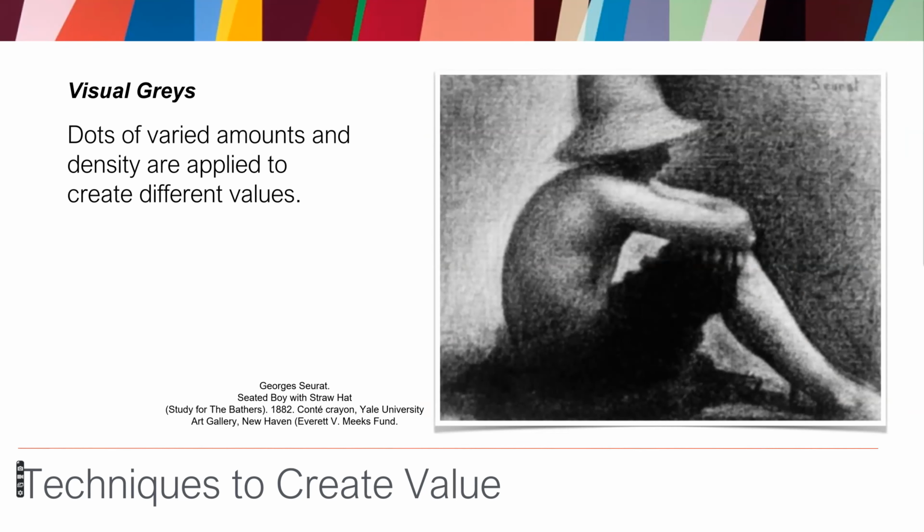Stippling is a fifth technique for applying value to a composition. It allows artists to create visual grays within the design in a similar manner to cross-hatching. Gray does not actually exist. Stippling creates the illusion of gray. Dots of varied amounts and density are applied to create lighter and darker areas within the design. As more dots are applied, the area will appear darker. If less are applied, it will appear lighter.